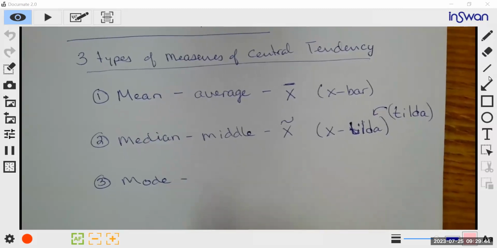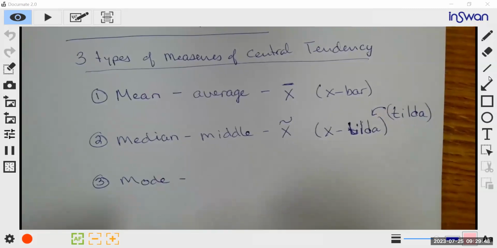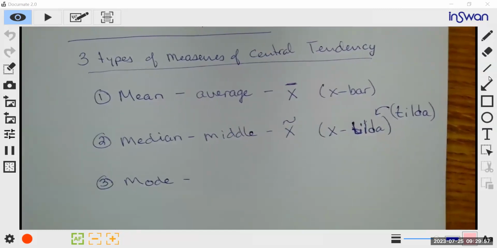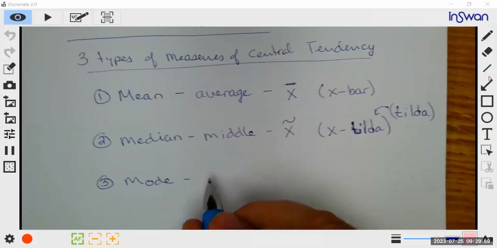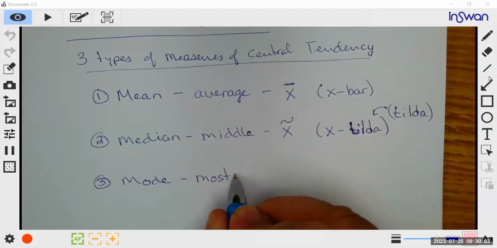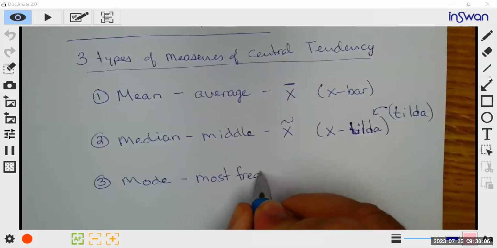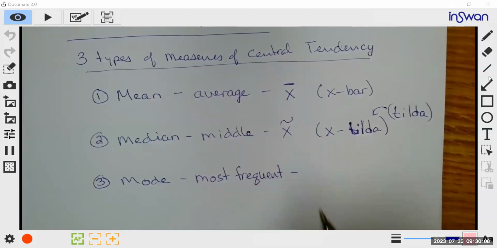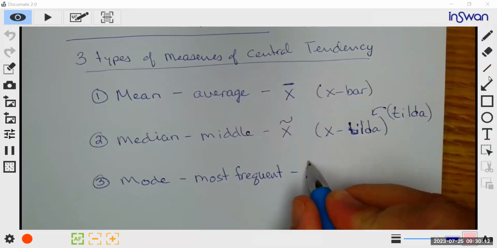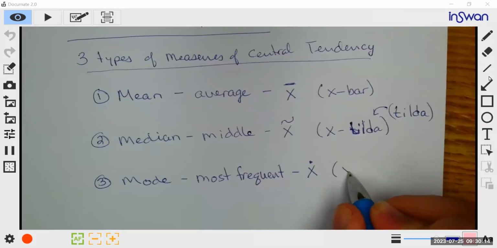And the last one is mode. What is mode? If you think about fashion, they call the mode couture the most frequently worn style of dress. That's called the mode. Most frequent. And that one is represented by something called X dot.